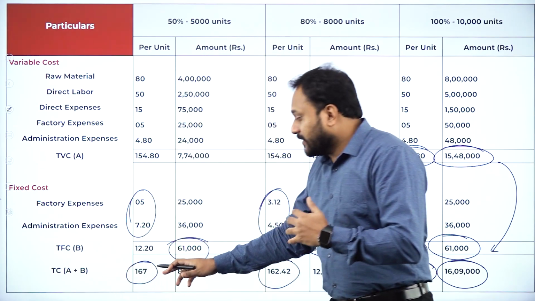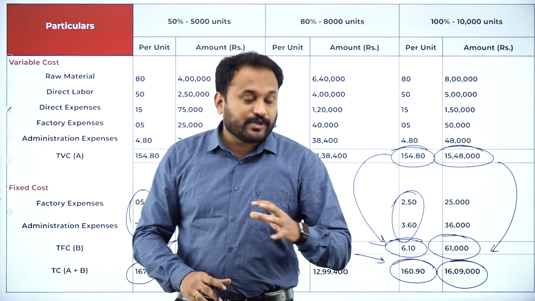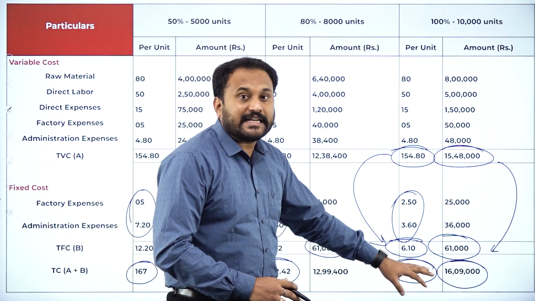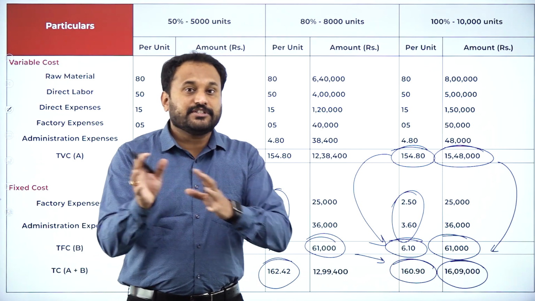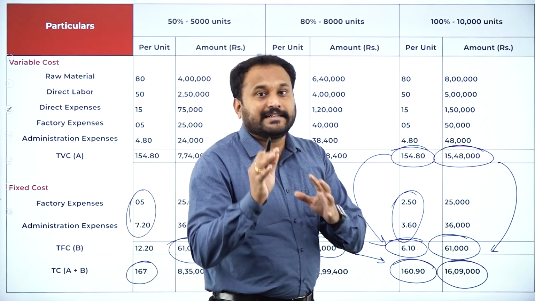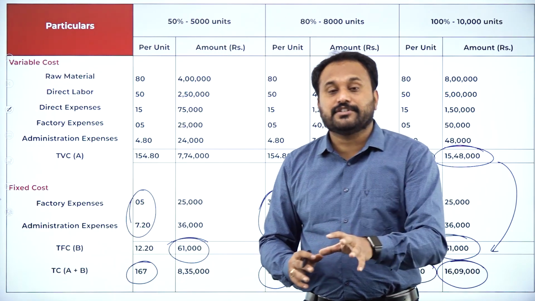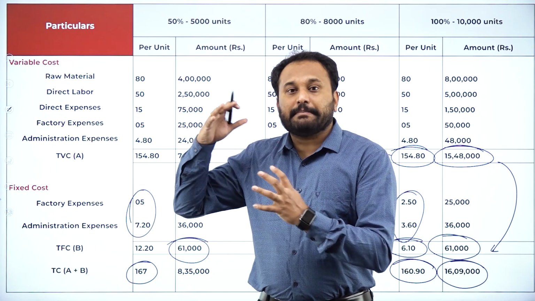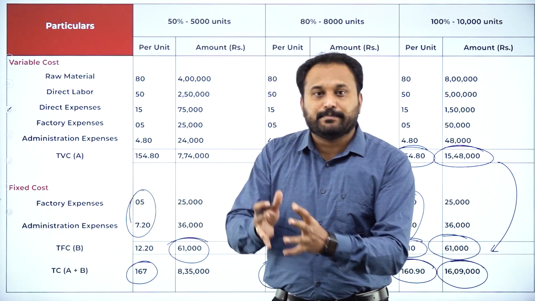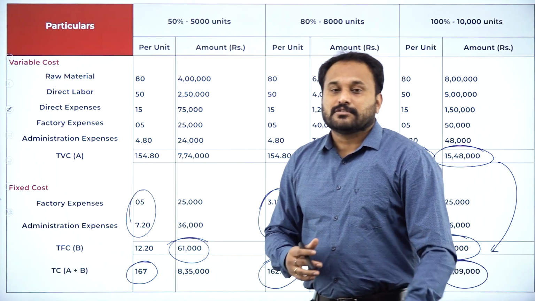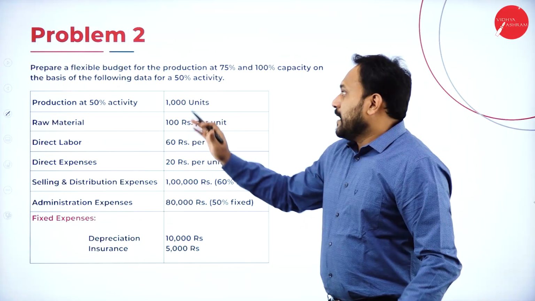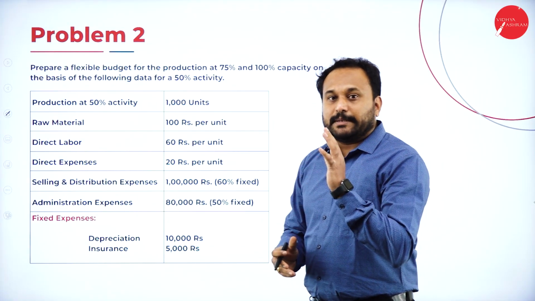See, understand, 167 rupees and now here it is 160.90. Understand the difference here, students. 6 rupees 10 paisa is the difference. That means the more I manufacture, my total cost per unit will be reduced. So let's go for the second question. Prepare a flexible budget for the production.